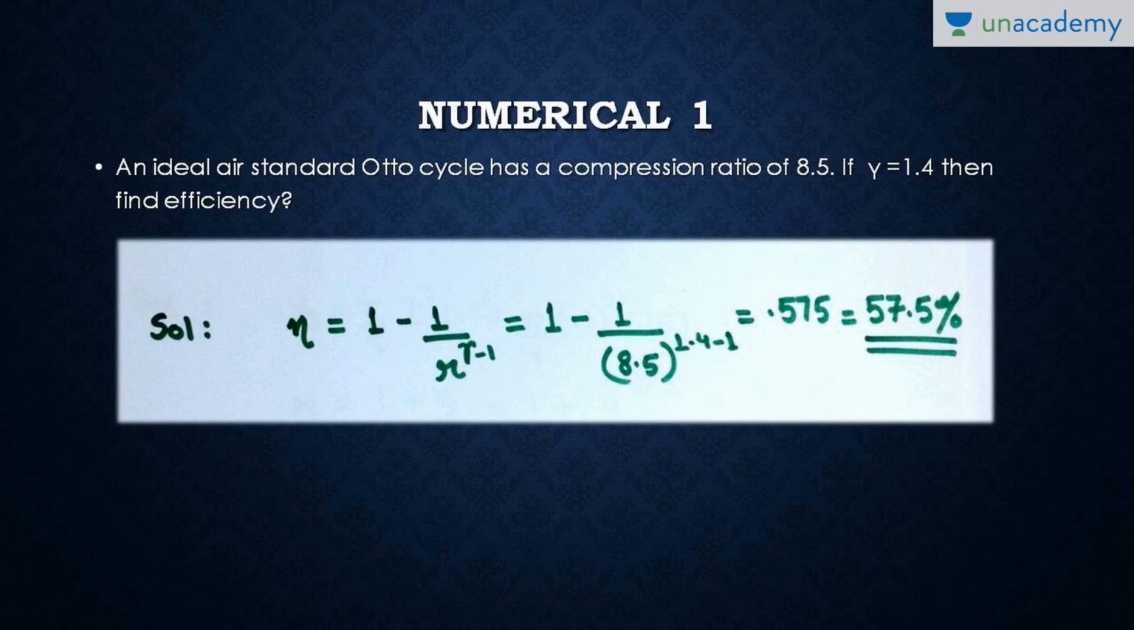We have already derived the efficiency of Otto cycle in my previous lesson. The efficiency of Otto cycle is 1 minus 1 upon r raised to power gamma minus 1, where r is the compression ratio and the value of gamma is given as 1.4. So 1 minus 1 upon 8.5 raised to power 1.4 minus 1, which is equal to 0.575. So the efficiency of Otto cycle is 57.5%.